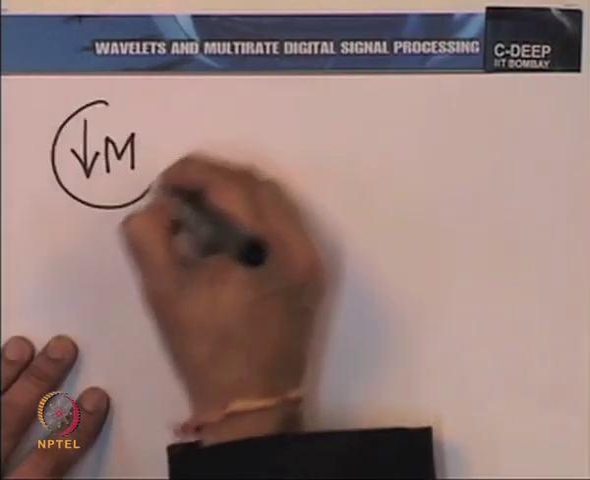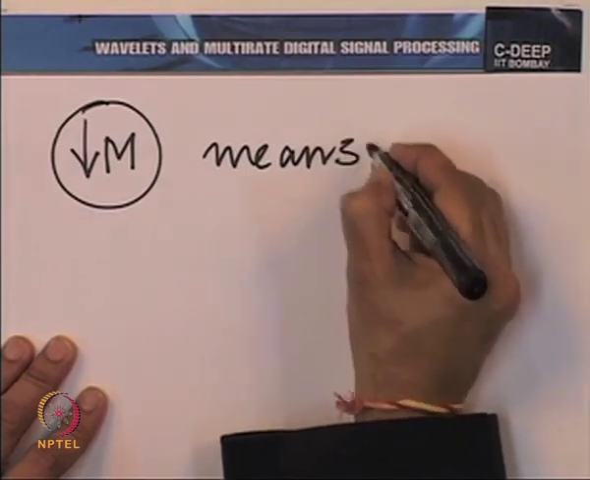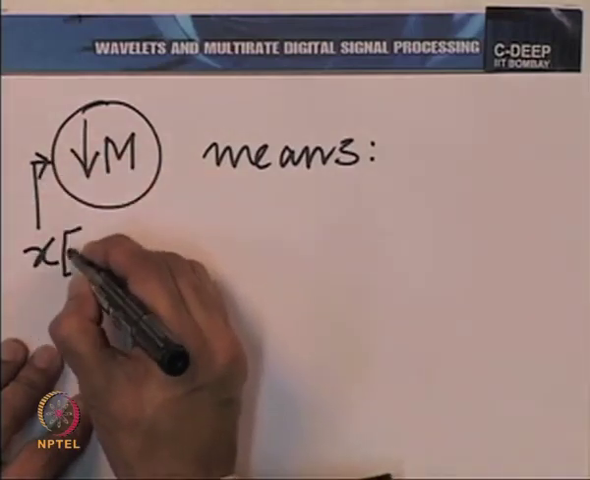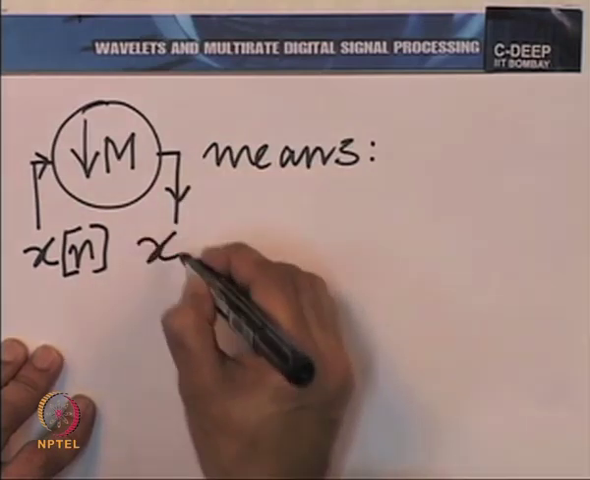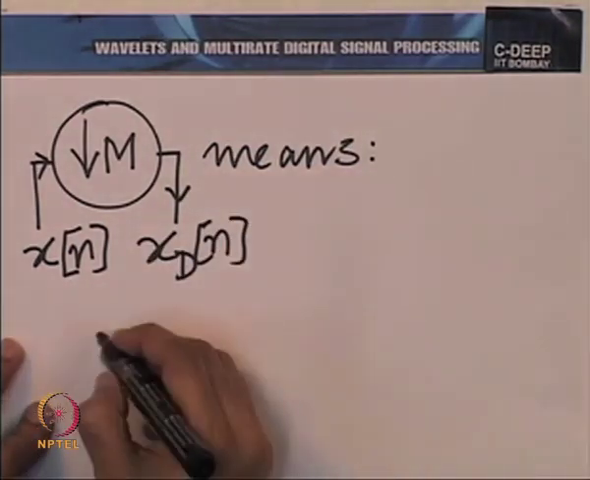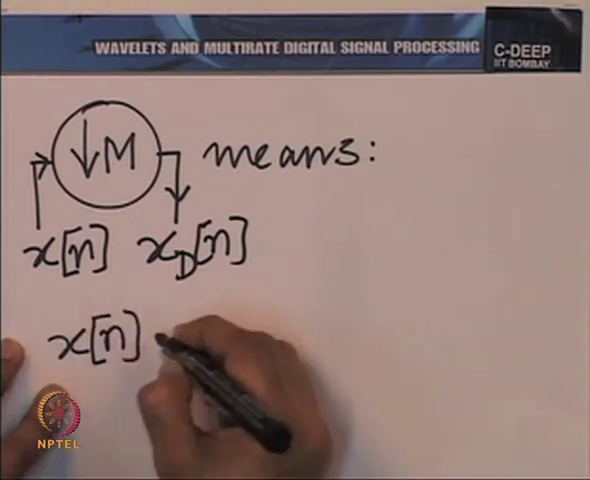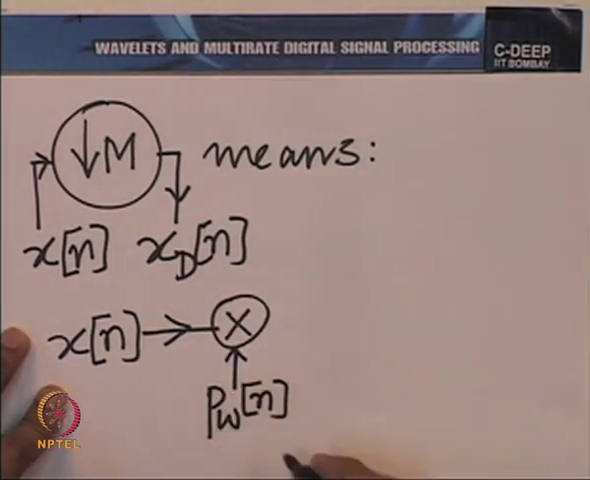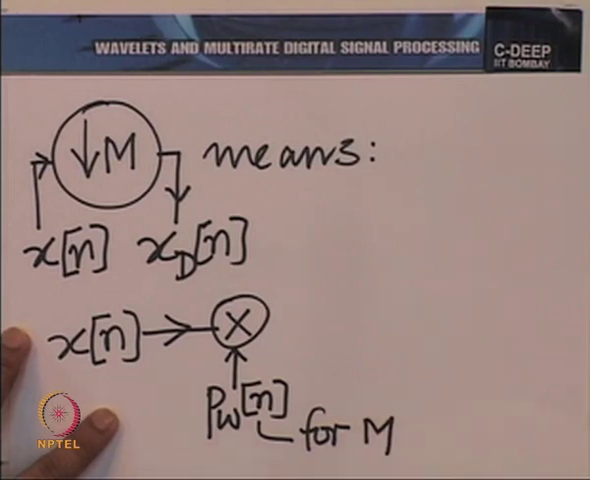The compression step can be viewed as an inverse expander, an inverse upsampling step. So, maybe we should say downsampling by M means, or in other words, let us actually put down sequences here. Let us say x[n] has been downsampled to produce x_d[n], and that means x[n] has first been multiplied by PWN, PWN for downsampling by M, for M in brief.